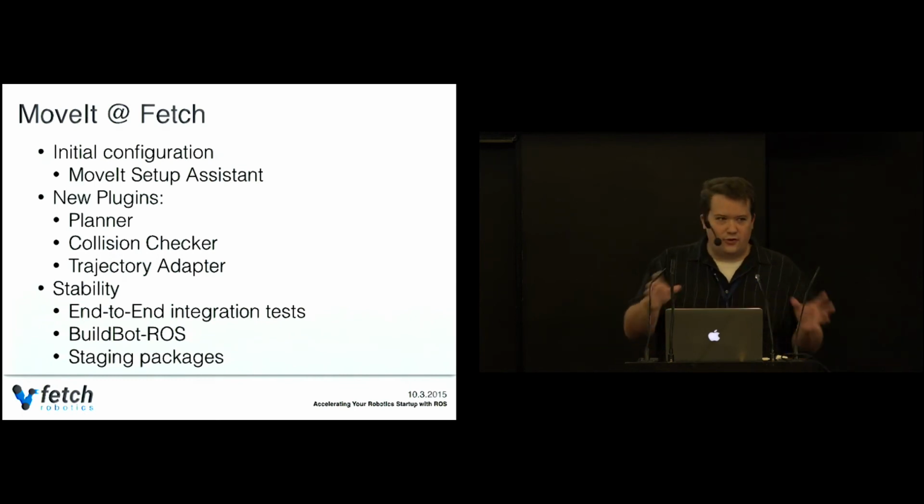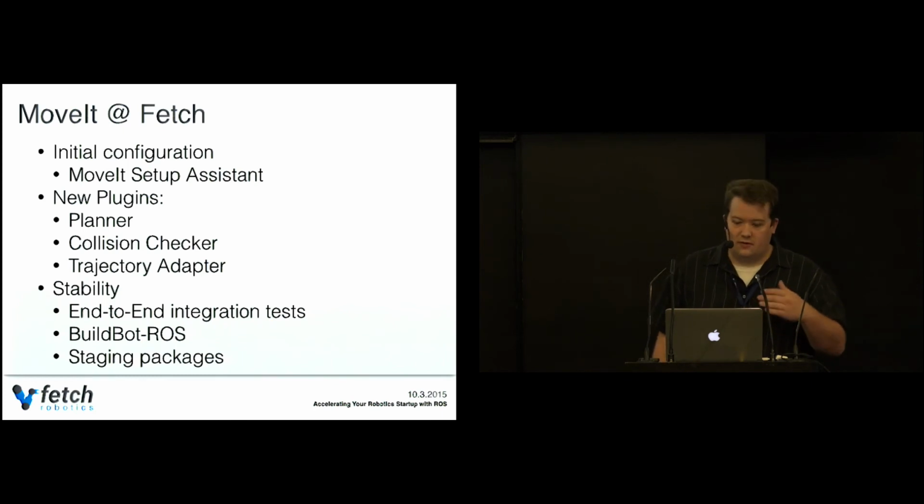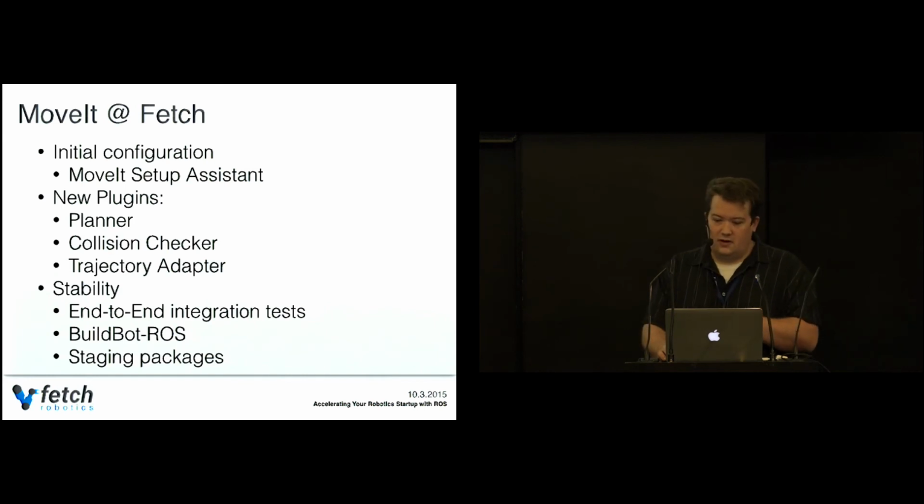So we've replaced a large section of MoveIt, but we still get the tools like RViz visualization. Because MoveIt's still heavily under development, we've also built some of our own back-end, end-to-end integration tests that go through and build all sorts of plans, so that we know when something new comes in that it's still all going to work nicely. Those are deployed on BuildBot ROS. We also do a lot of staging of packages. MoveIt's a lot less stable than many of the other parts in ROS, and so staging and testing each time means that we don't roll out something that's broken.